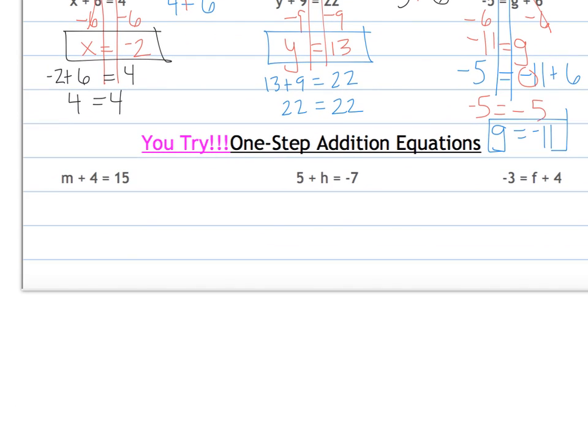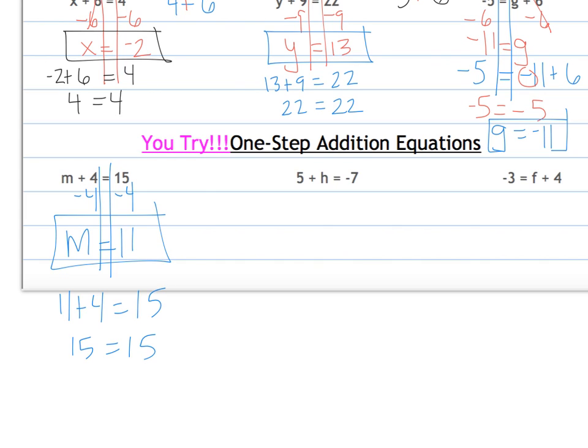Here's 3 for you to try. Pause and come back. I will whip through them with less commentary. So I'm going to do my train tracks. Inverse operation. So m should equal 11. Plug it back in to check.